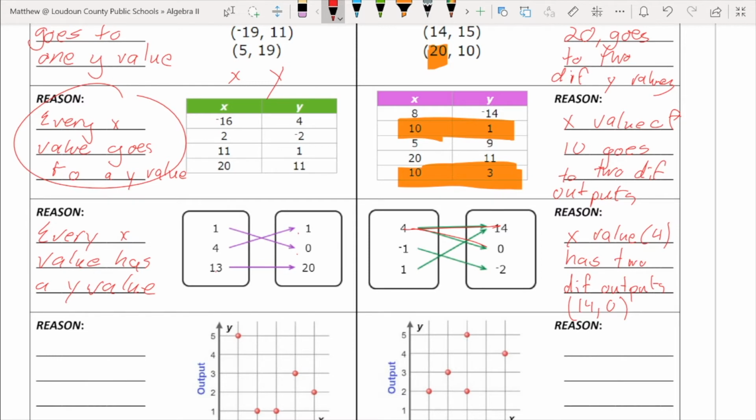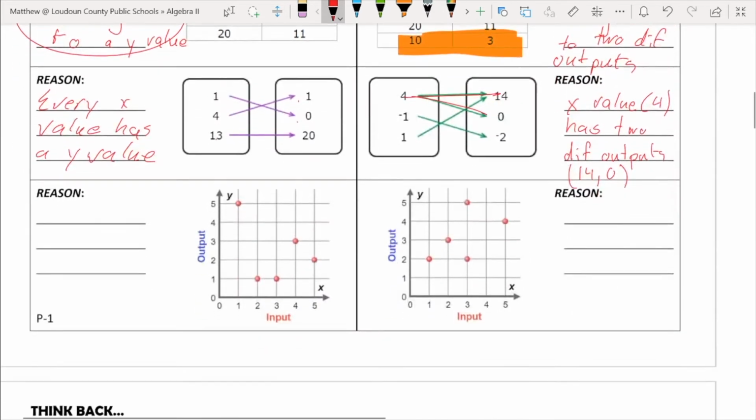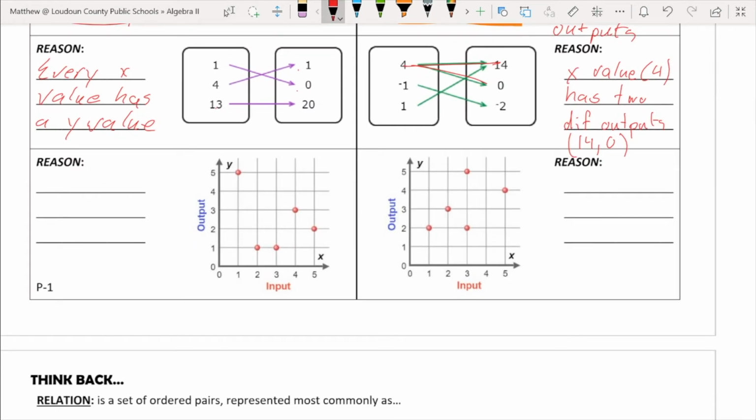Okay, so another thing that we have here. We can look at these next ones. If we list each one of these points, this one is 1, 5, 2, 1. This is 3, 1. This is 4, 1. And this is 5, 2.